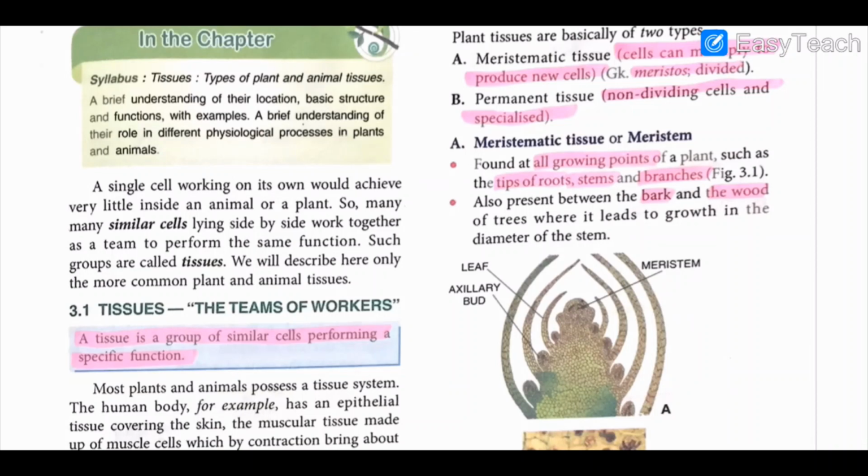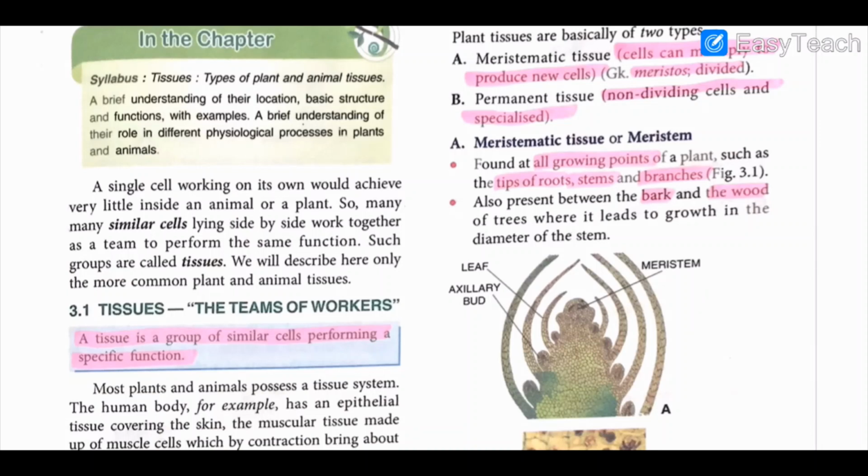So if I tell them to bake, or if I tell them to become a chef in a 5-star Michelin restaurant, that would be impossible for them unless and until it's their hobby. But in most cases, they won't be able to. Similarly, in our body also, we need a group of similar cells working together that they're specialized in to perform a specific function. So most plants and animal cells possess a tissue system. The human body, for example, has an epithelial tissue covering the skin, and the muscular tissue made up of muscle cells, which by contraction bring about movements.